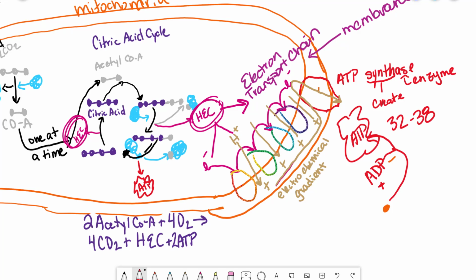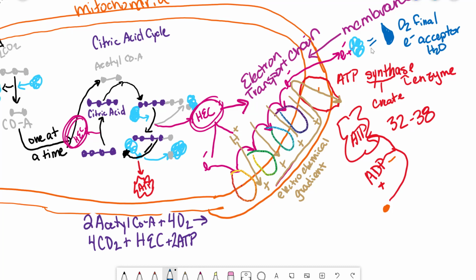okay, or per sugar. Now, remember I told you we just can't leave these electrons just sitting about. So what we're actually going to do is take that electron and add it with some oxygen, and that is going to make water. So oxygen is the final electron acceptor, and it makes water. Okay?